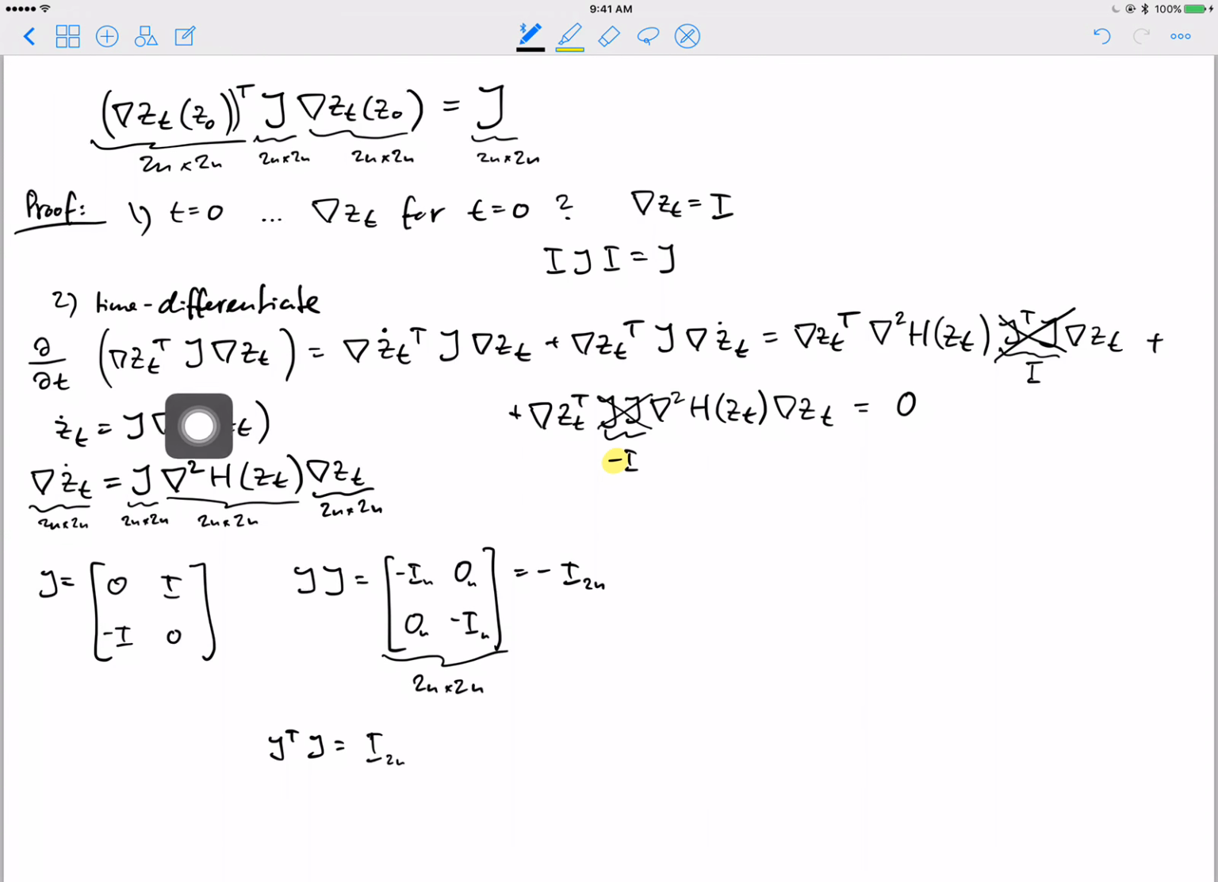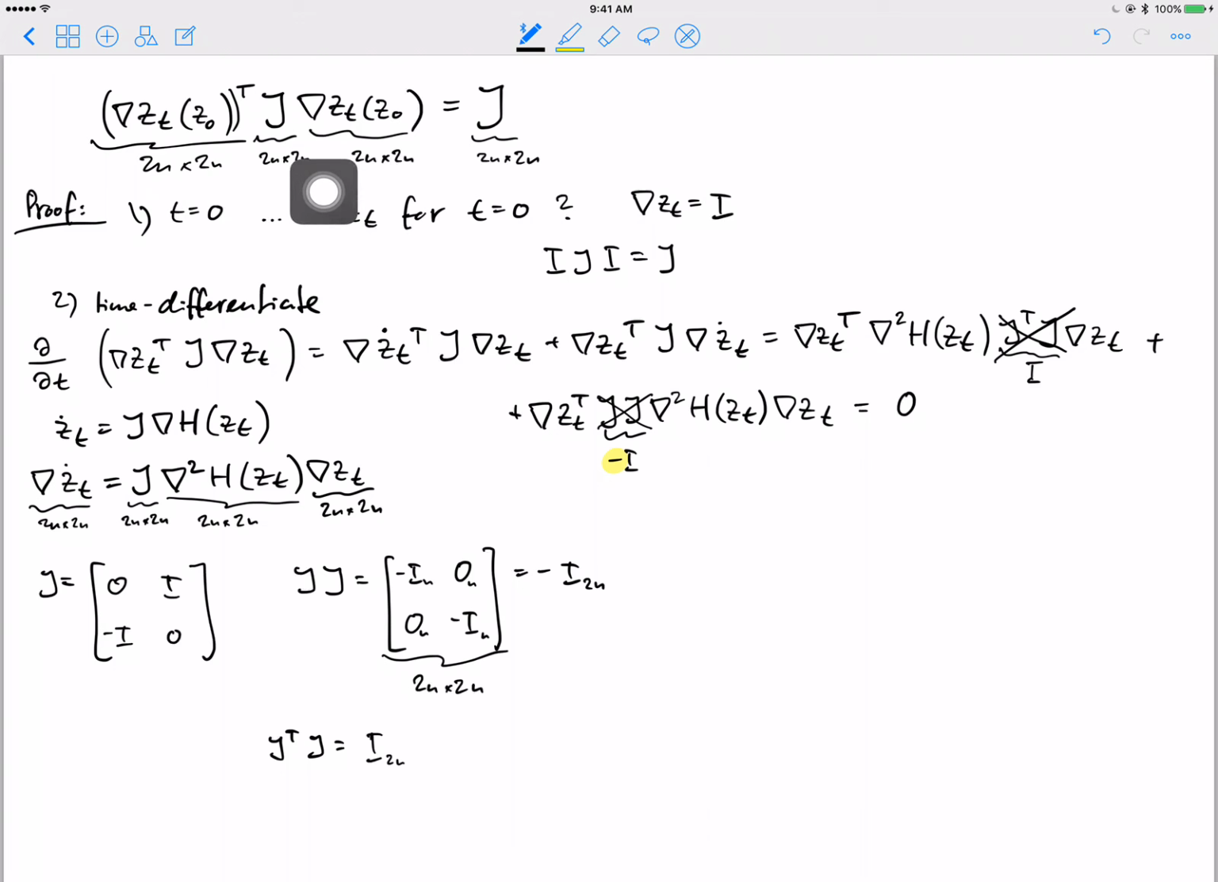That means that this quantity here, for any z0, does not change with time. That means it has to keep the value, by value I mean the matrix value, it had at time 0, which was J, so this is indeed true. Okay? So that shows you that for any solution of the equations of motion, this symplectic condition is always satisfied.